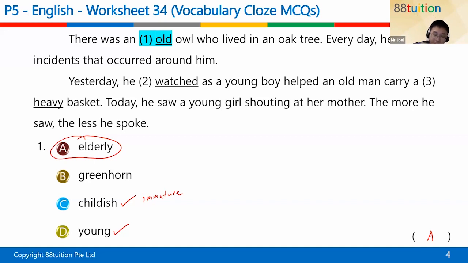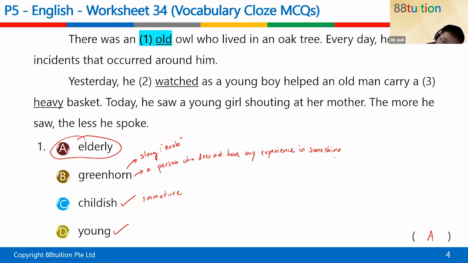Now the question here is, what's a greenhorn? In gamer terms, all right, in slang, okay, don't use this in your official writing. In slang, right, a greenhorn is what we call a noob. I'm not sure whether you've heard of the gaming term noob before, but a greenhorn is basically you use it to describe a person who does not have any experience in something. In other words, a greenhorn is a beginner.